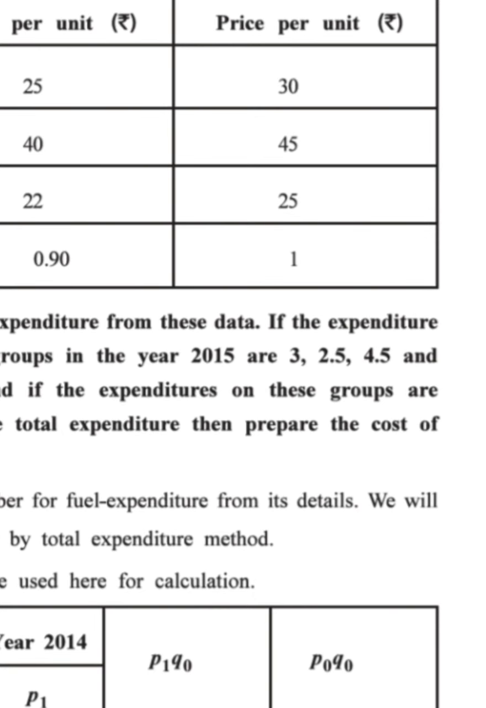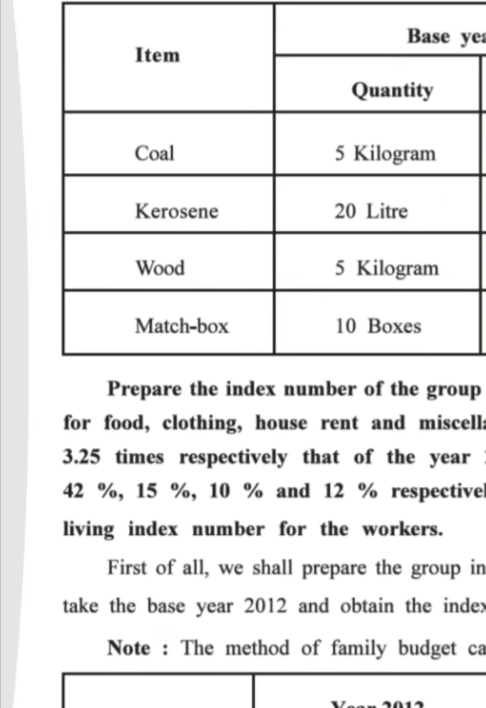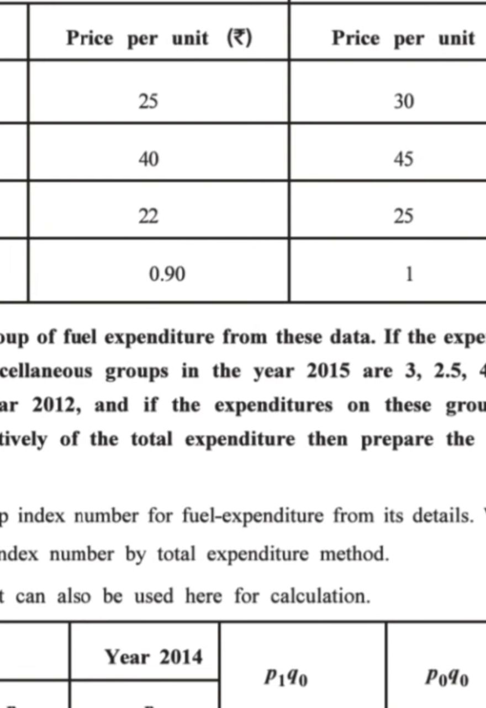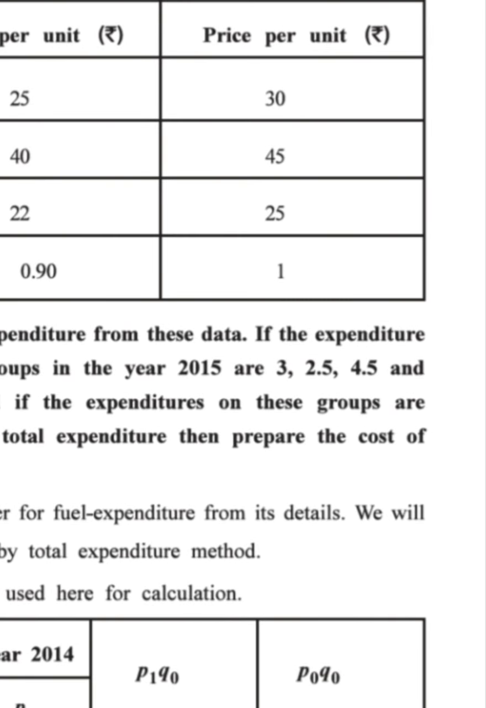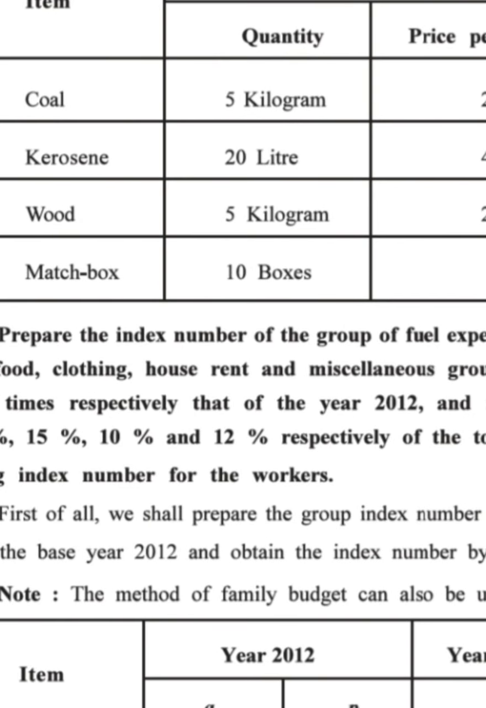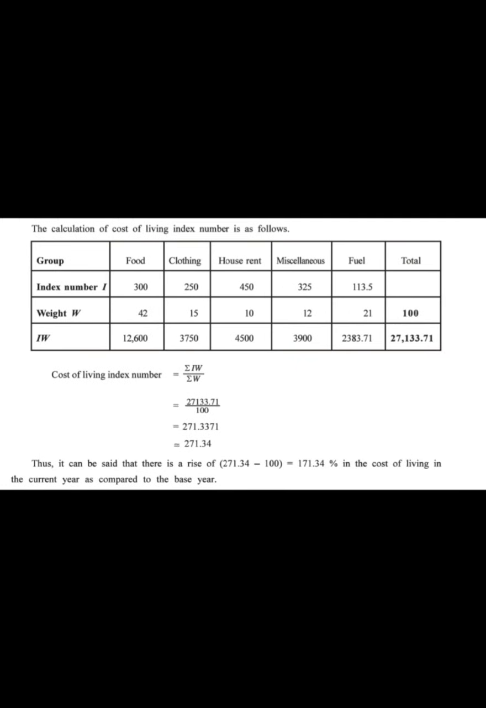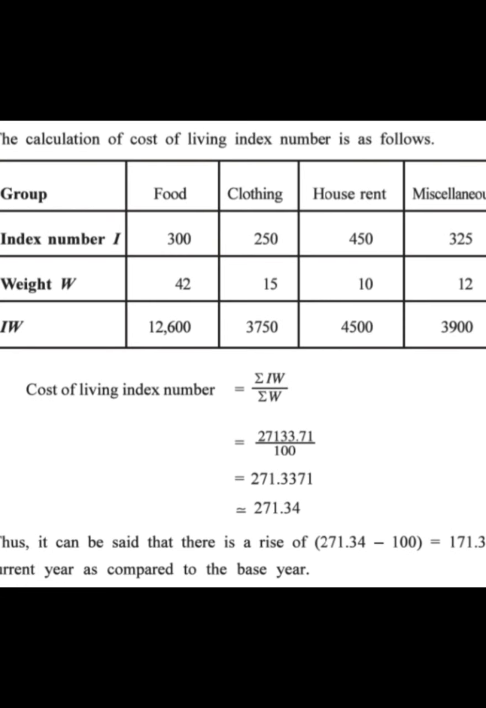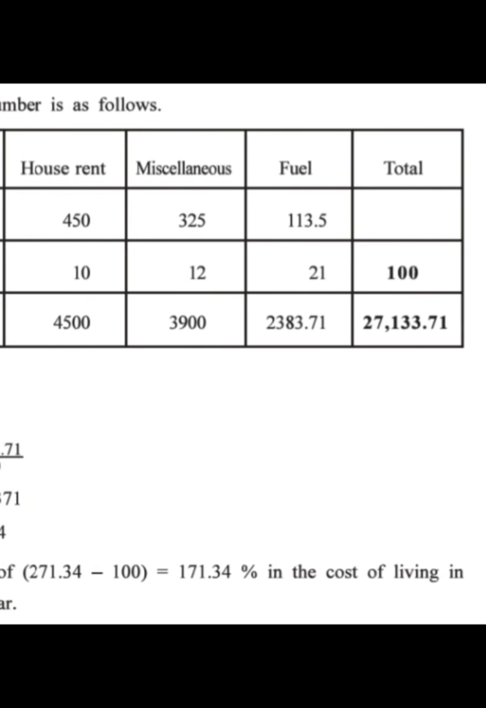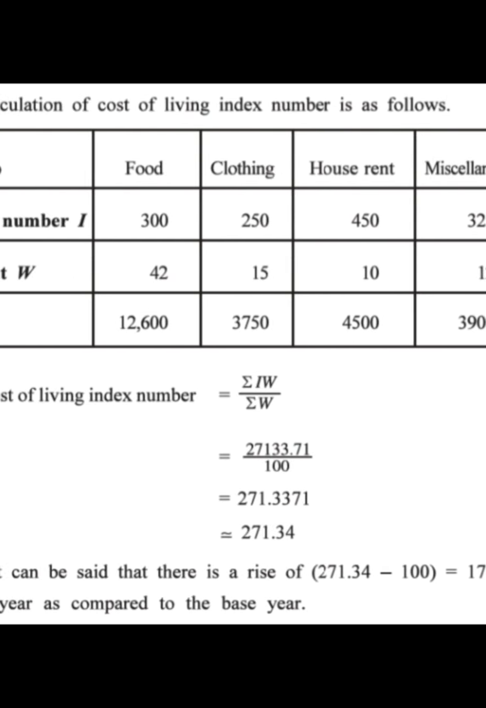As they have given us and we had discussed, the expenditure for food, clothing, house rent and miscellaneous groups in the year 2015 is 3, 2.5, 4.5 and 3.25 times respectively that of 2012, that is the base year. So how are we going to do it? Over here the groups are food, clothing, house rent, miscellaneous, fuel. Why fuel? Because we have found out the index number of the fuel.